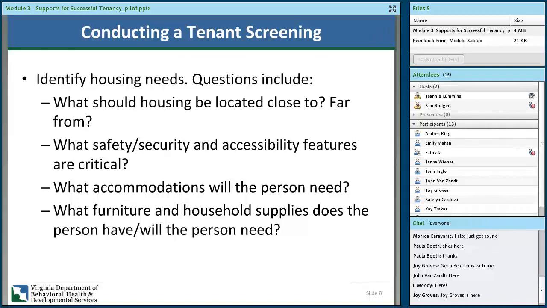Lastly, what furniture and household supplies does the person already have, and what will the person need? The move-in budget template referenced in the tenant screening also has a furniture and supply inventory that you can use.